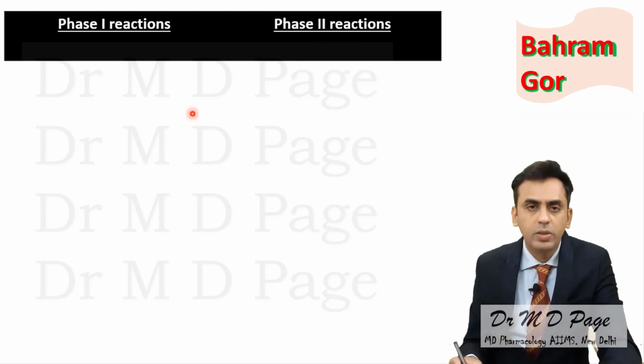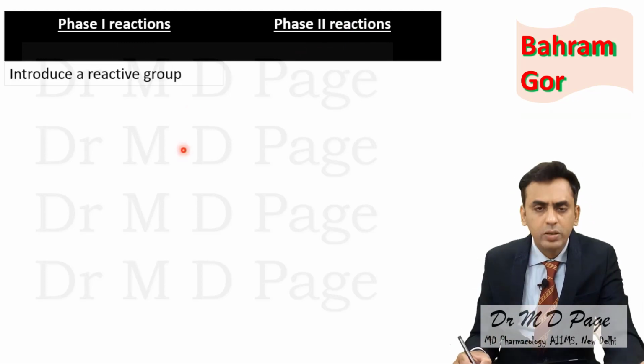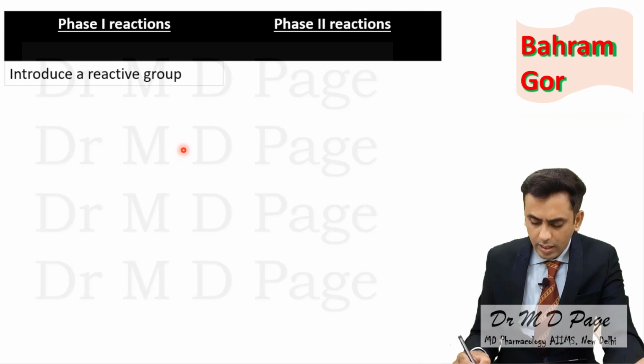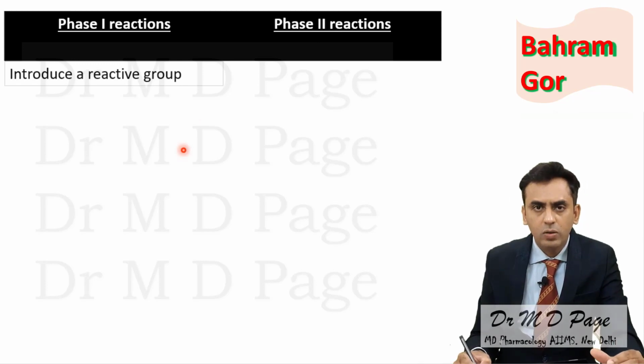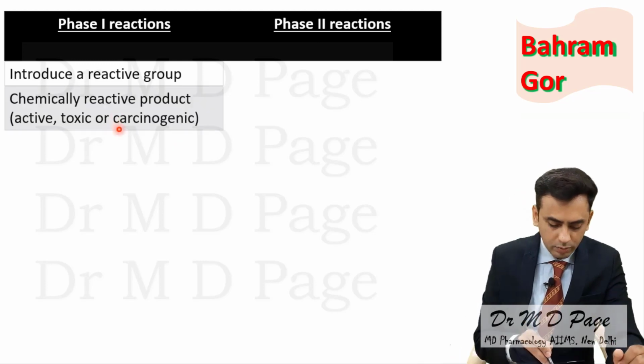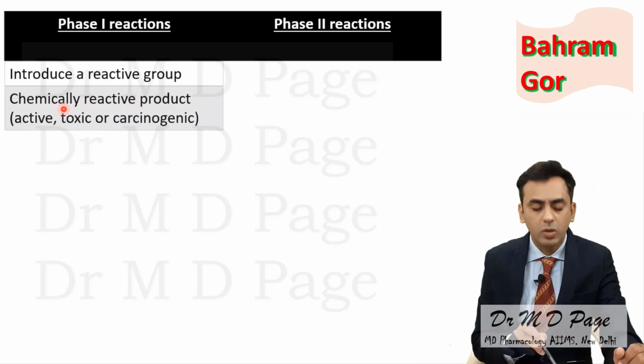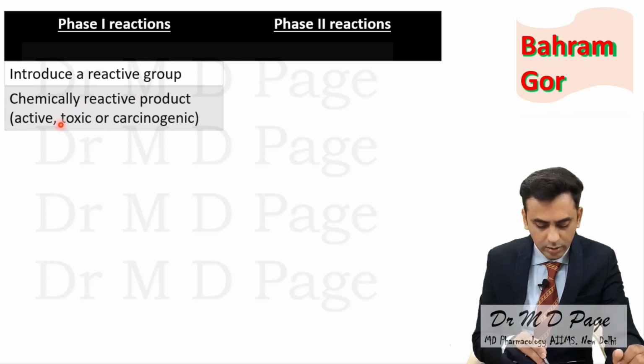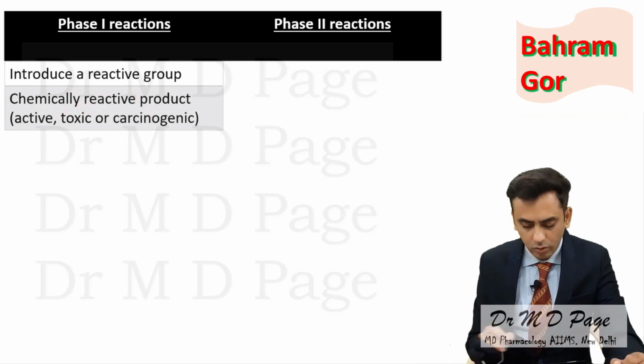So what happens in phase 1 reaction? Here you introduce a reactive group, and after introducing this reactive group, the product will be a reactive product. This product can be active, toxic, carcinogenic, or it can be inactive also.